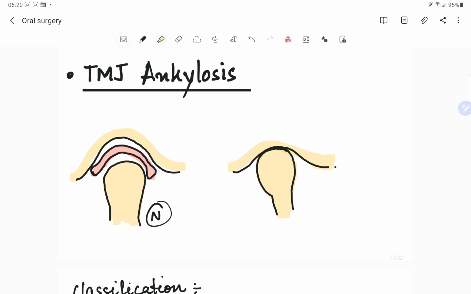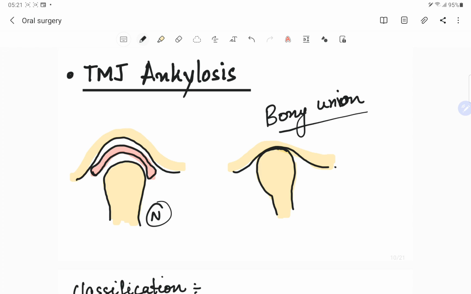So in case there is a bony union between the glenoid fossa or the mandibular fossa and the condyle, the patient won't be able to open and close the mouth. Anything involved with the opening and closing of the mouth, say speaking, eating, yawning, all these functions are affected. That is the reason we study TMJ ankylosis in depth, because it is very important to treat.